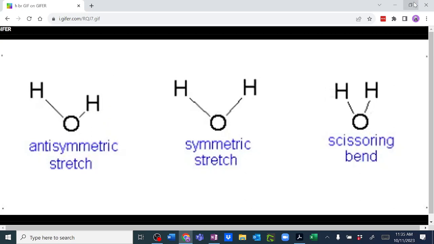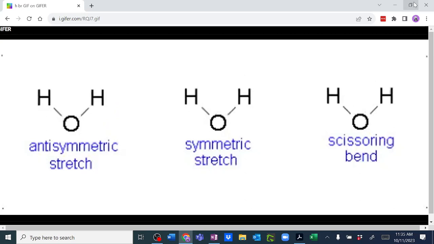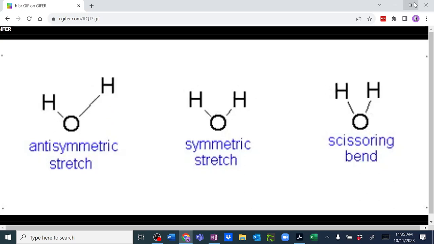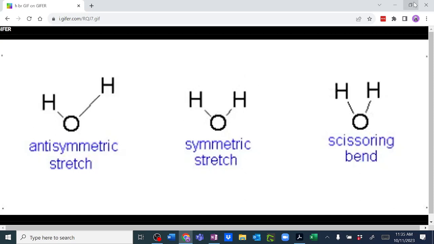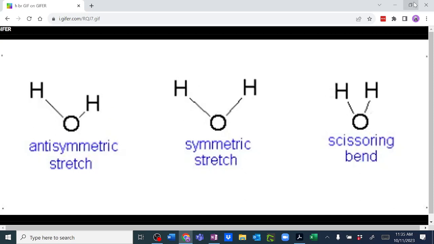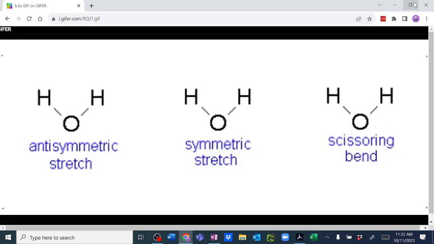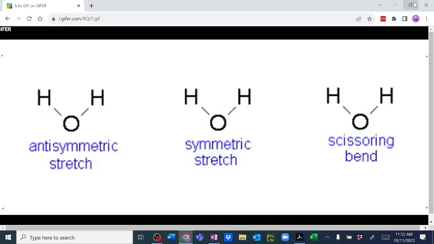So these are called degrees of freedom. The more degrees of freedom you have, the more entropy you have. So water has these 3 degrees of freedom, plus the rotational and the translational. You're not going to have to count them up for AP. Okay, don't worry about that.